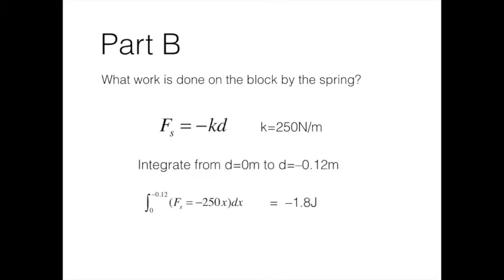Since the integral of force and displacement yields work, force times displacement, we can integrate the equation for the spring from 0 to its final x, which is negative 0.12 meters. So down here we've got the integration from 0 to negative 0.12 of the equation force equals negative k x, negative 250x dx. I took out the d and made it an x because it got confusing, with like 3 d's in a row. So x is just displacement in this case. And that equals negative 1.8 joules.